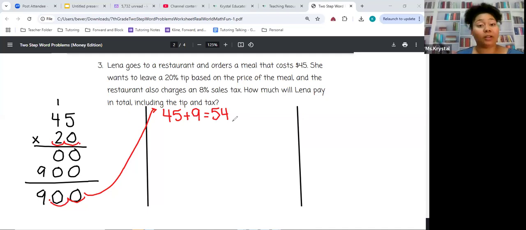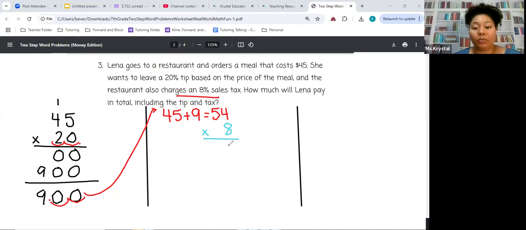But she gets up to the front and they're going to say, oh, now you have the 8% sales tax. So what we're going to do is multiply the sales tax, that 8%, to the 54 to figure out how much to add back to that 54. So here we go. We're doing 54 times 8, and I'm just using the 54 that I have here. Okay, it might look a little crazy for a second, but I'm just using the 54 here. So we're multiplying it by 8.